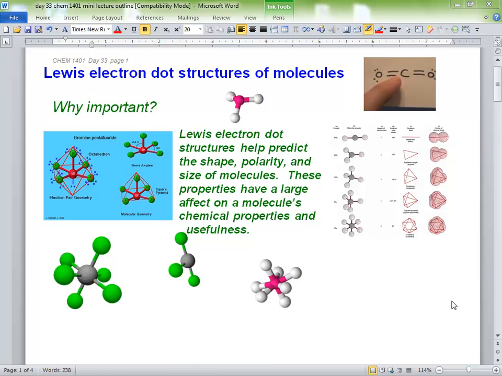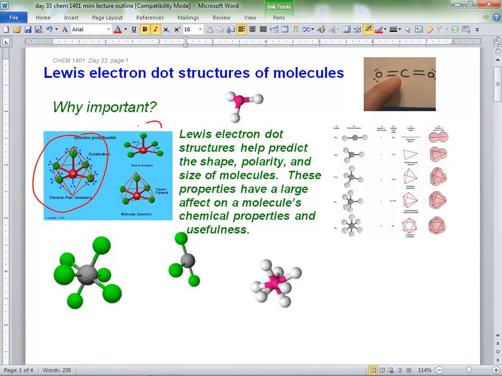Lewis electron dot structures of molecules. So kind of where we're headed, it looks ugly and it looks complicated, but it's not that bad. We're going to actually predict shapes of molecules.